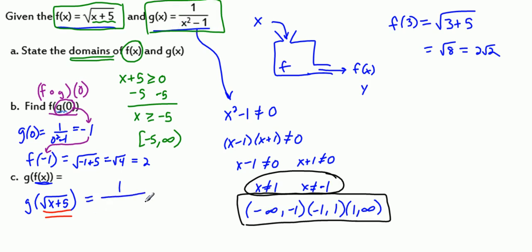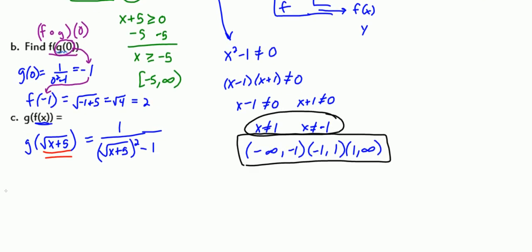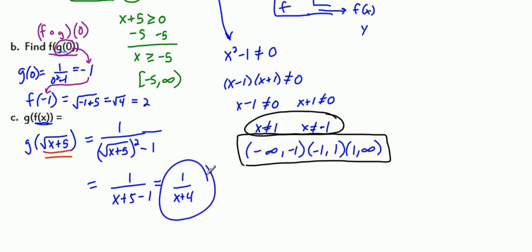We're going to take 1 over, we're going to take the x plus 5 square rooted, we're going to square it and subtract 1, right? So what I really did was where there was an x up here, instead of x squared, now it's this whole expression squared. Now the nice thing with this particular example is that when you square the square root, you're just going to get what's on the inside. So in this case, I get 1 over x plus 5 minus 1, which becomes 1 over x plus 4. Okay? So this is g of f of x.